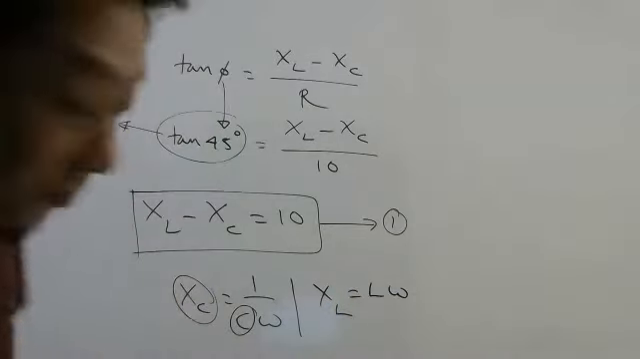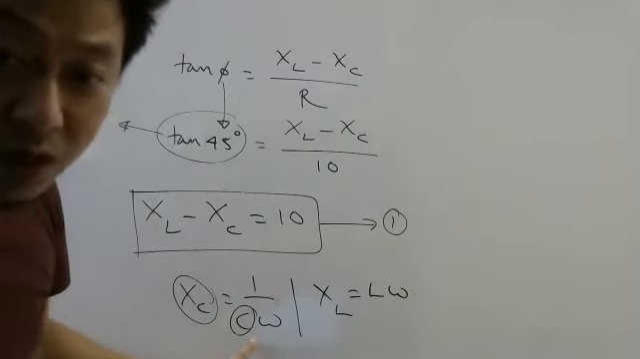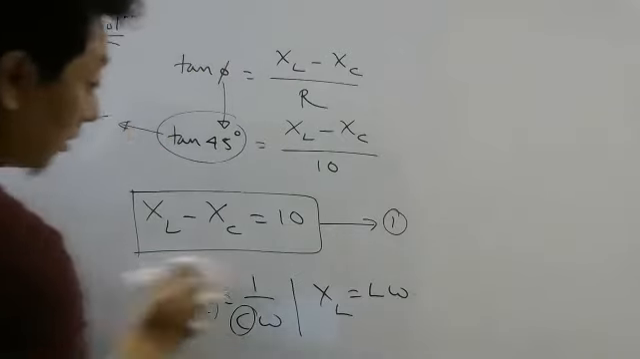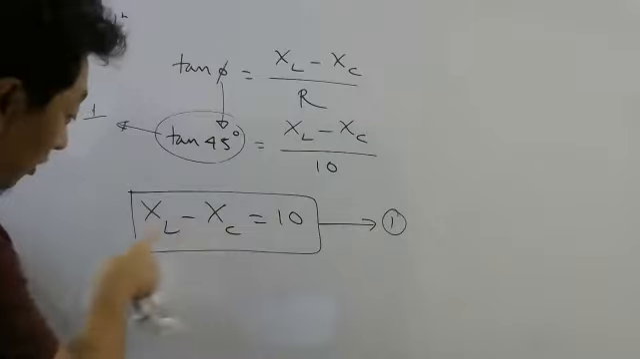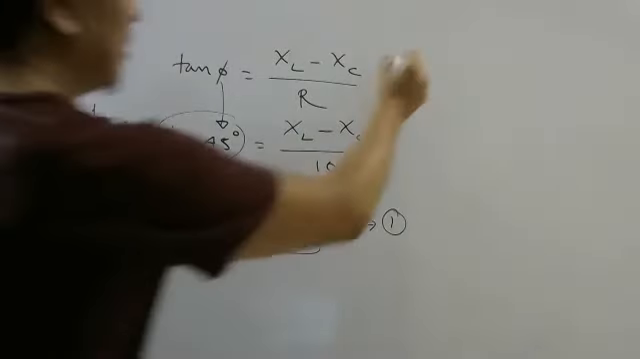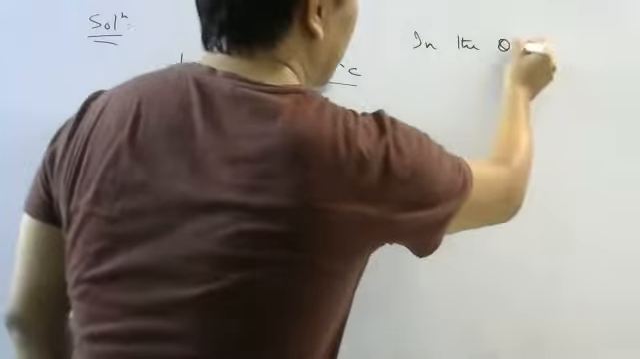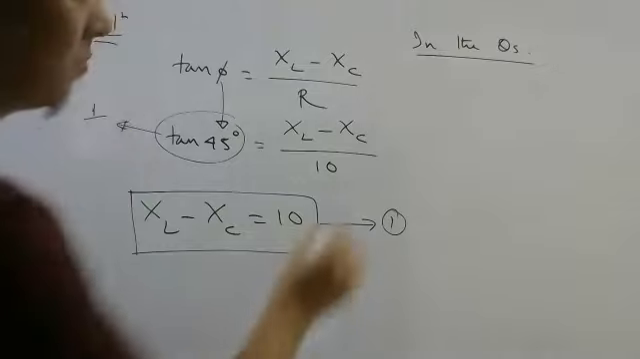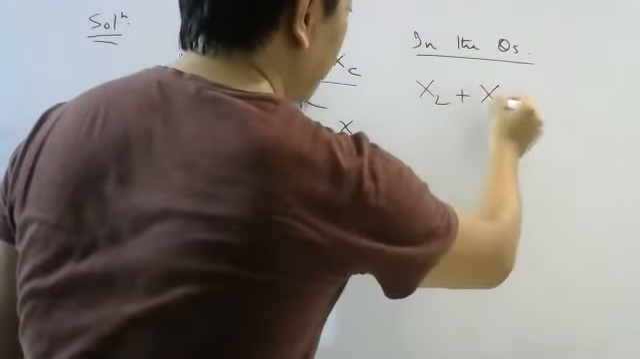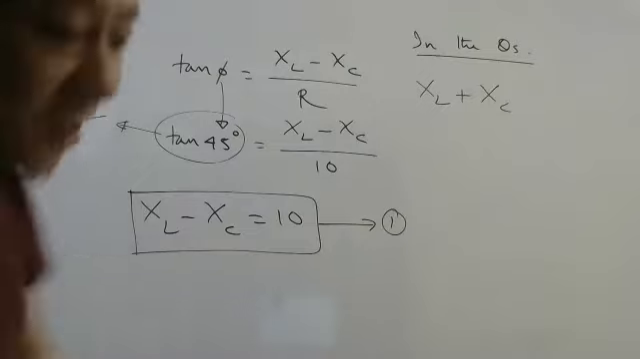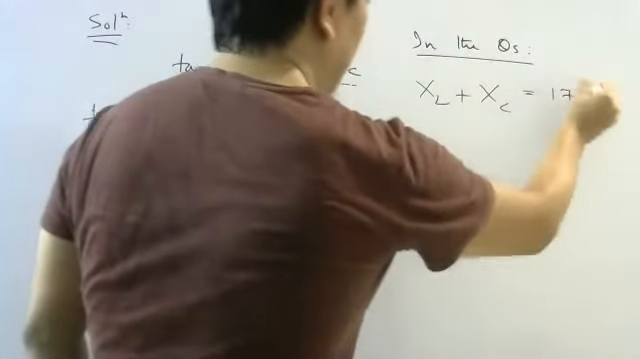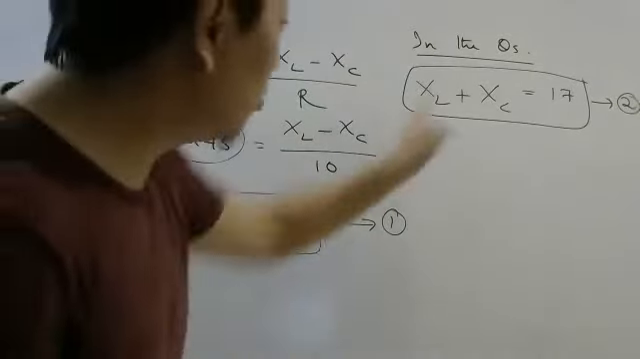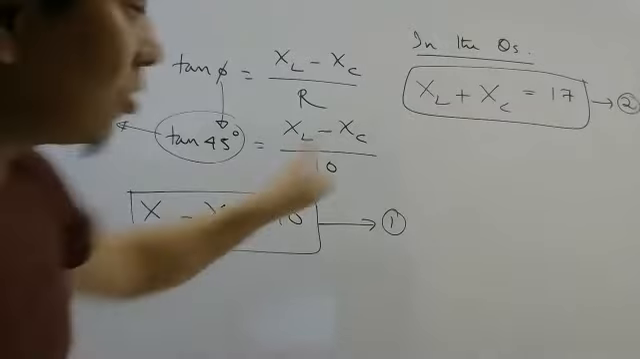Correct or not? Do not be confused, okay? C omega is in the denominator. L omega is in the numerator. So do not be confused. So to find this or this, I need one more equation. Now in the question they have given the sum of inductive reactance and capacitive reactance is equal to 17. Yes or no, students? So now using these two, we can calculate XL also, XC also.